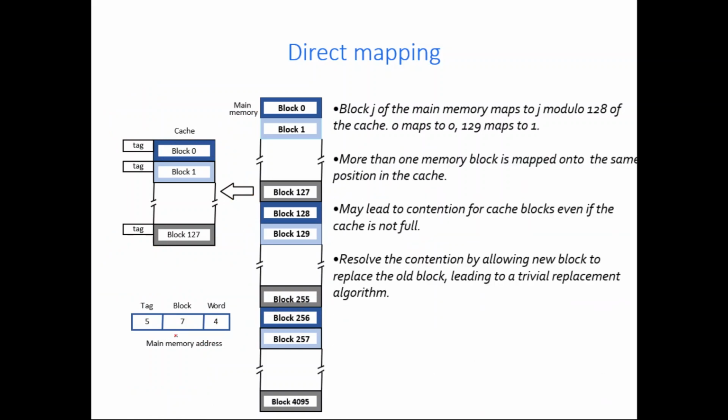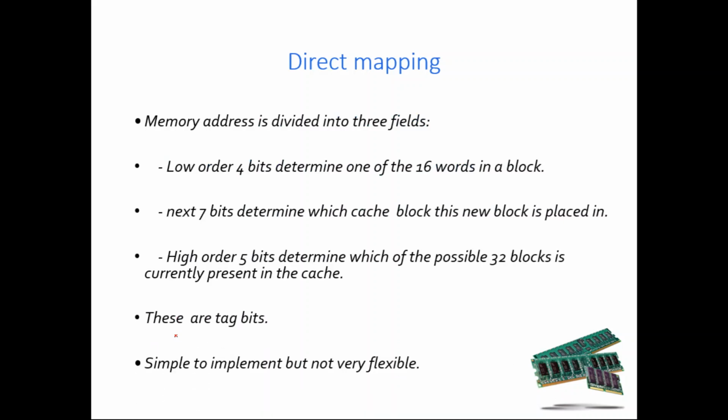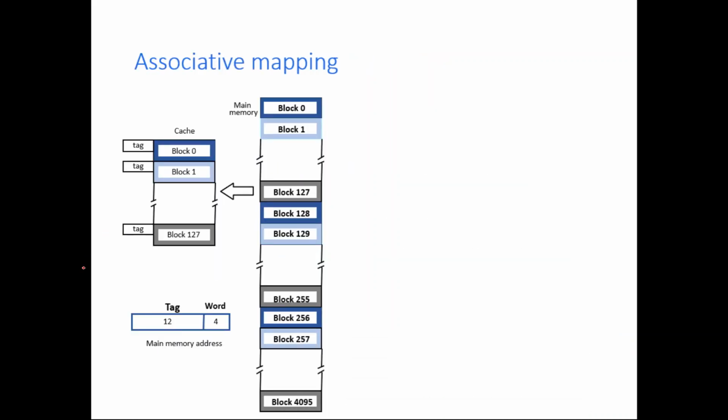Only for associative mapping, it will check all the blocks. It has to check all the blocks to see whether a particular block is there in the cache or not, and that is the disadvantage of associative mapping.